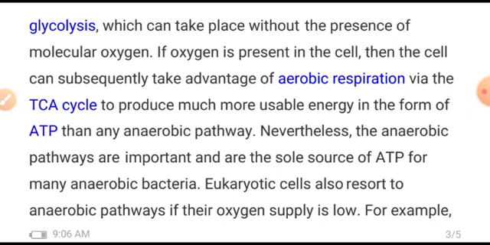So to produce much more usable energy in the form of ATP than in an anaerobic pathway. Nevertheless, the anaerobic pathways are important and are the sole source of ATP for many anaerobic bacteria. A eukaryotic cell can also resort to an anaerobic pathway if its oxygen supply is low.